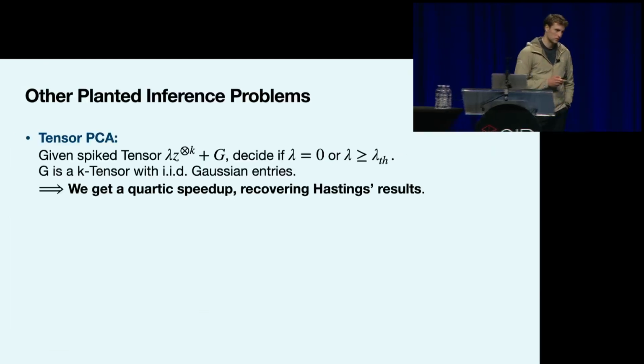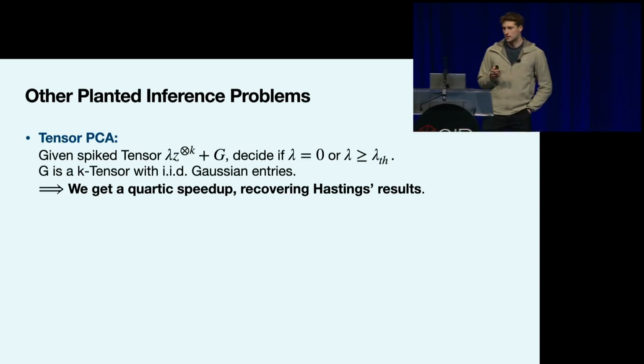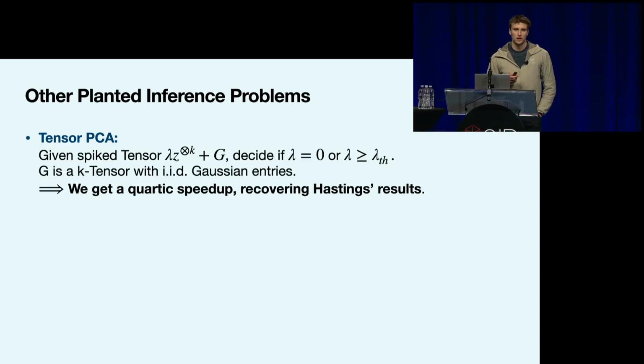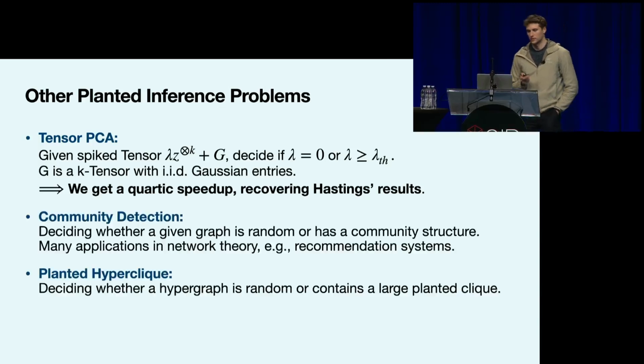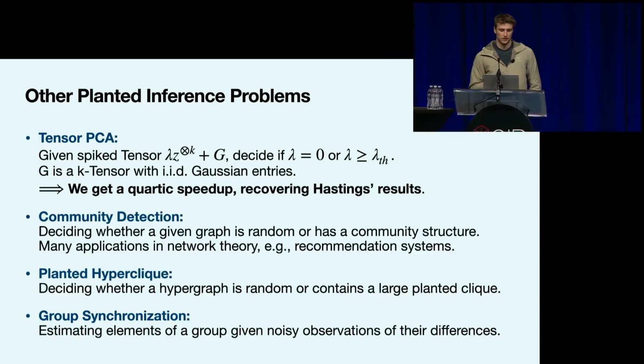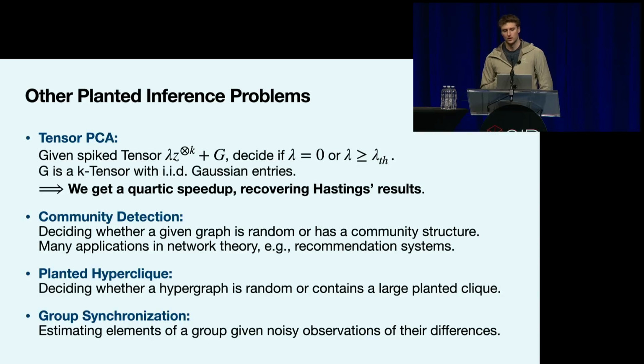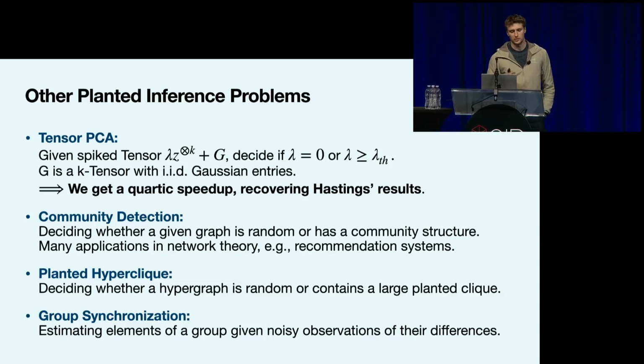Okay, so far I've only talked about sparse LPN. Let me say that this method also works for other planted inference problems. One of them is tensor PCA, which is a problem originally studied by Hastings, which actually inspired us to do this work. And we show that we recover Hastings' results and also get a quartic speedup for tensor PCA using our algorithm. And then there are other planted inference problems, like community detection, or planted hyperclique, or planted clique, or group synchronization, which is really the mother of all these planted inference problems. And we anticipate that you can also get quartic speedups or similar polynomial quantum speedups for these problems, but we don't study them in detail in our paper.